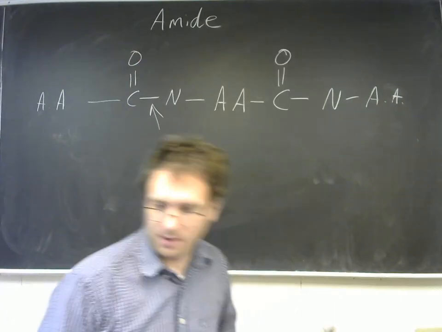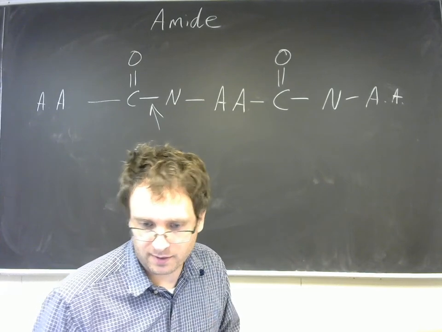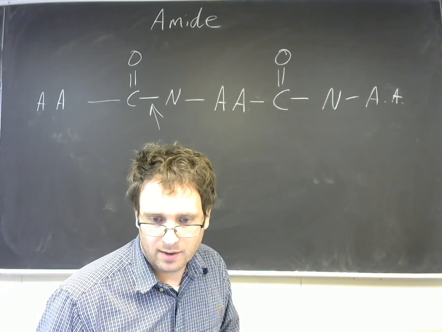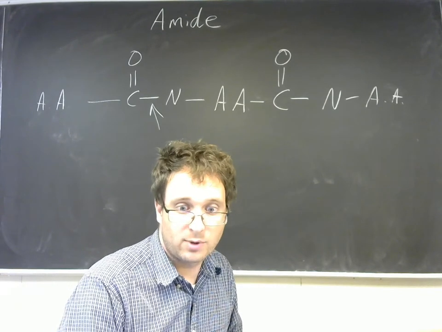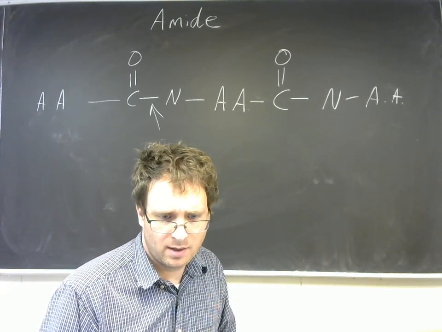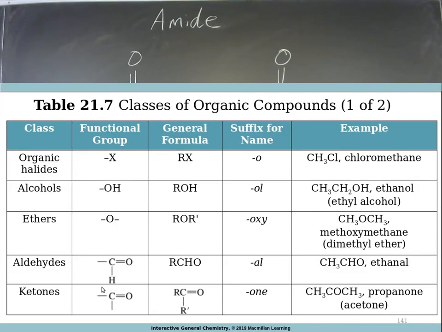Okay, so let me get back to the figure that we want to see here. Table 21.7 is going to summarize all of the different classes of organic compounds that we have here. It's going to show you what the functional group is and the suffix for the name, and give an actual example. So organic halides, that prefix is for the substituent, like if it's chlorine, then it would become chloro, and then whatever the parent name for the carbon chain is.